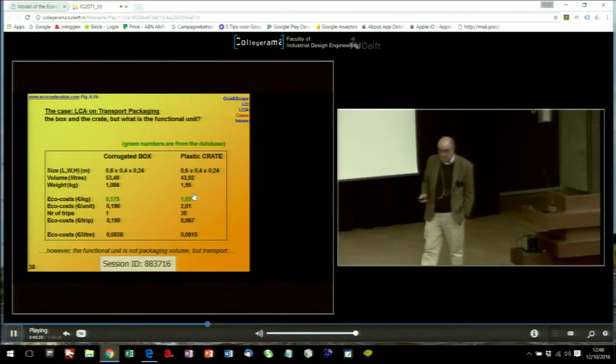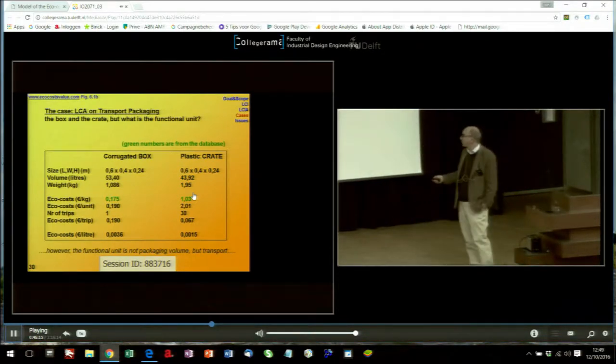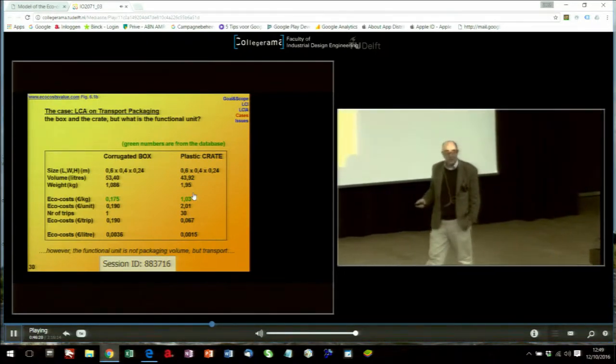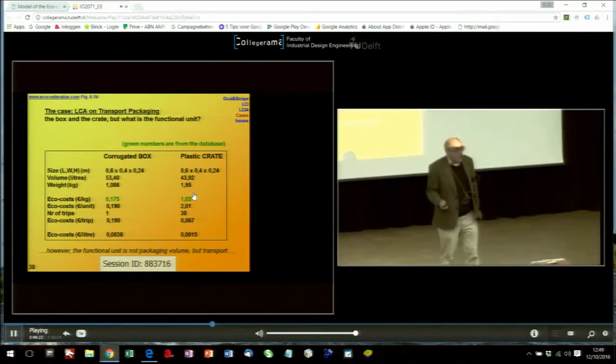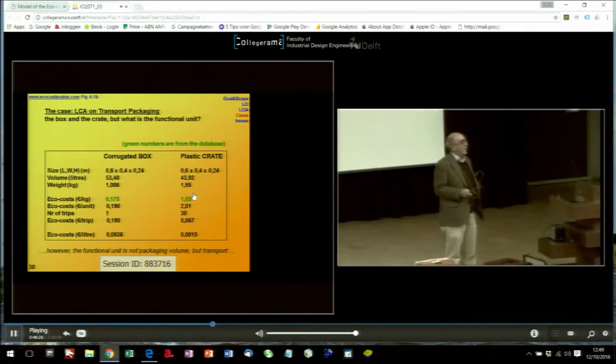But the crate will have 30 round trips and the box only one. So for the plastic crate we must divide the score by 30, since we must do the calculation per round trip. Consequently, we find a lower score for the crate than for the box per trip.